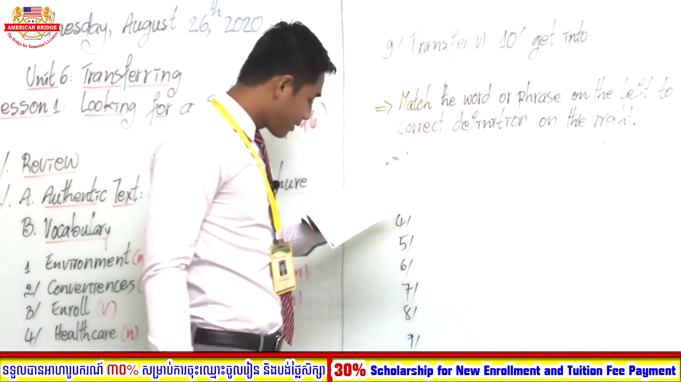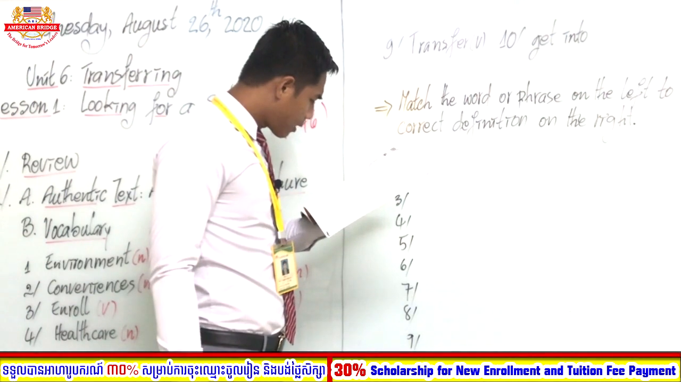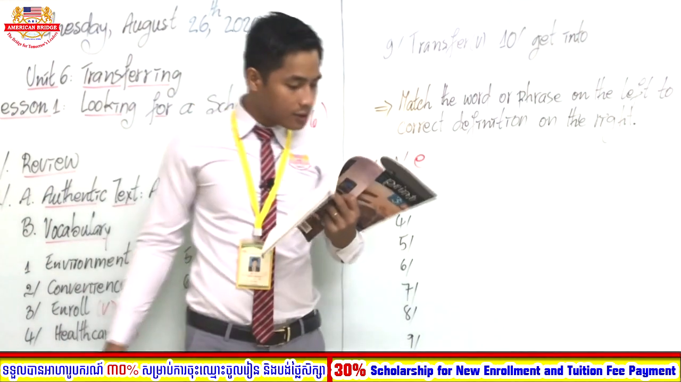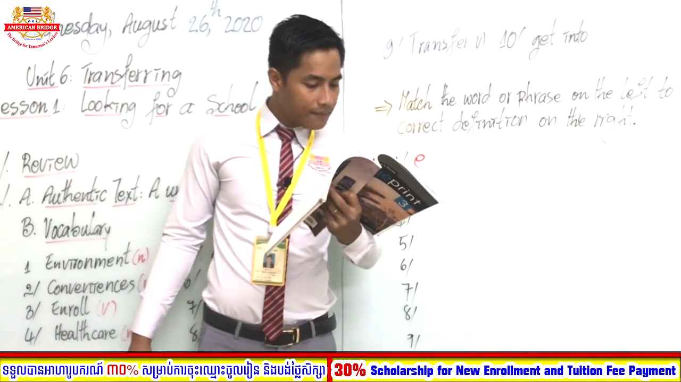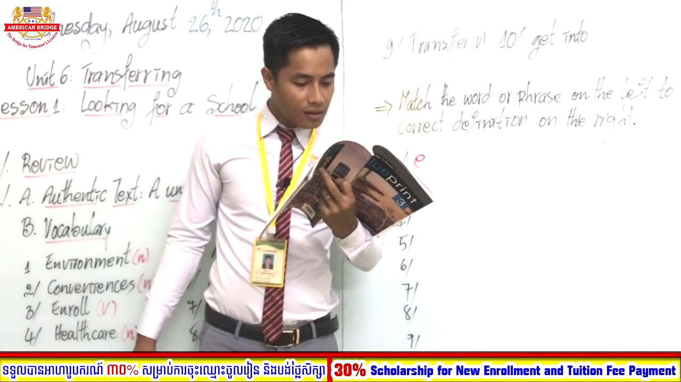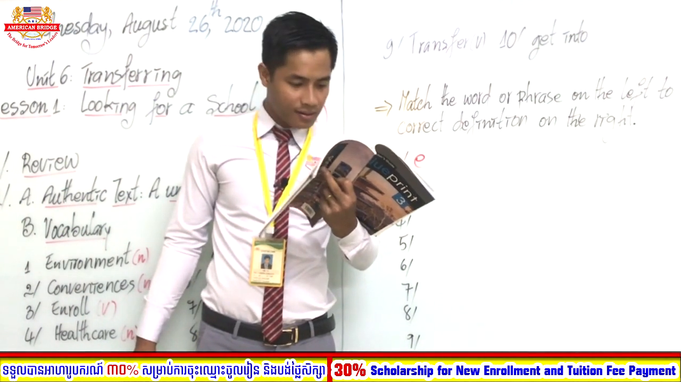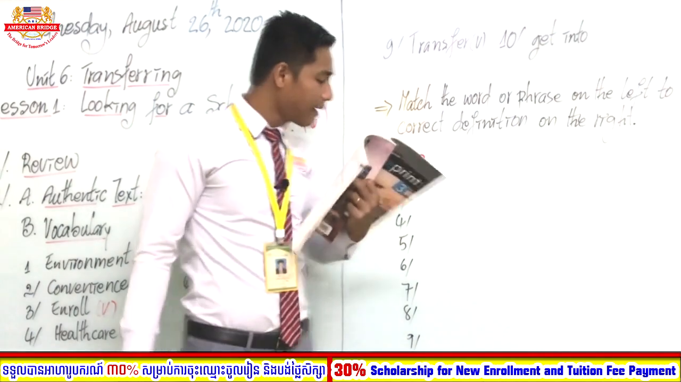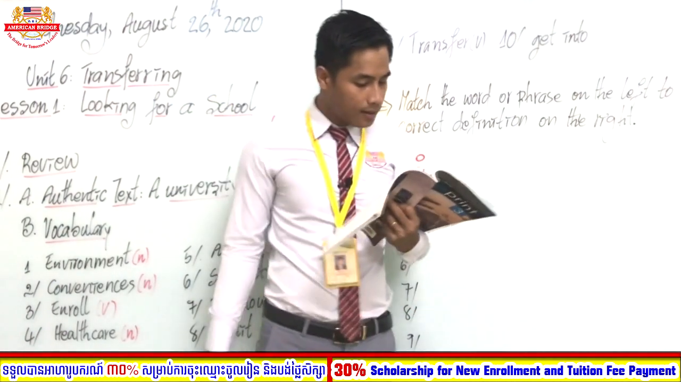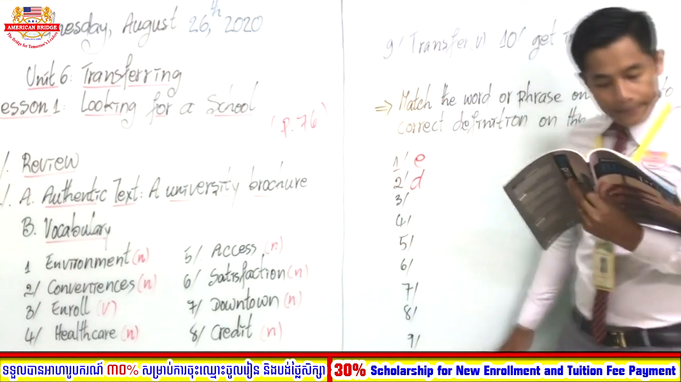Okay, students. So we talk about everything around us. Everything around us, with the letter, I think all the things. Okay, letter E. Number 2. Conveniences, things that make life happier or easier. So things that make life easier. So letter D.